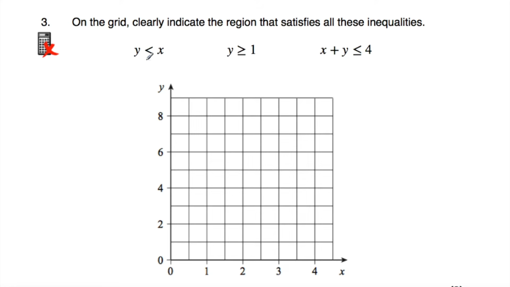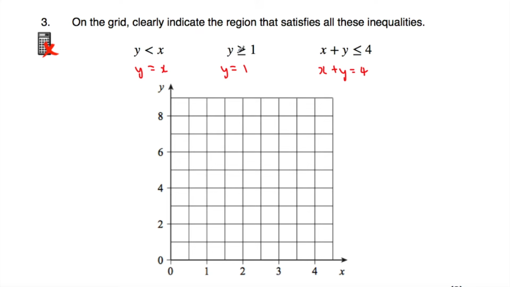Okay, so what I'm going to do is draw the graphs of y equals x, y equals 1, and x plus y equals 4. And then once we draw those lines, we can figure out what sides of those lines would satisfy those inequalities.